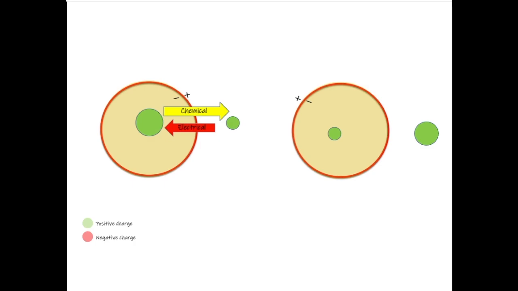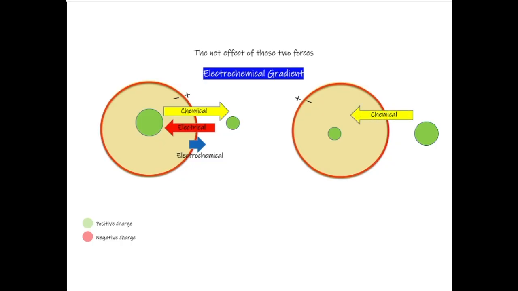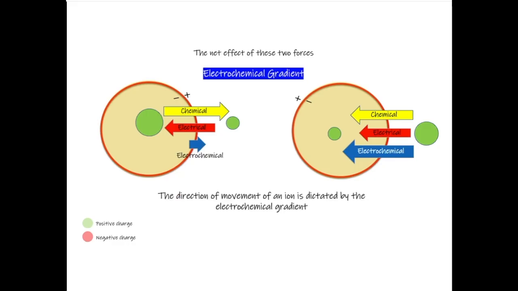The electrochemical gradient is simply taking the net effect of these two forces. In this instance, the electrochemical force would be slightly directed outward. In the figure on the right, we have the concentration greater outside the cell than inside the cell. In this case, the chemical gradient is directed inward, and our electrical gradient is also directed into the cell. As a result, we see a strong electrochemical gradient directed into the cell. What we'll find is that the direction of movement of an ion will be dictated by this electrochemical gradient.